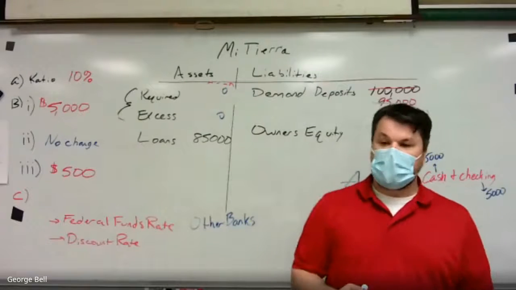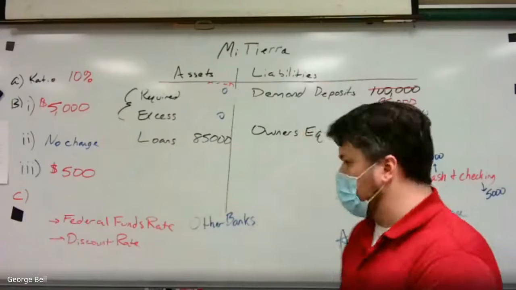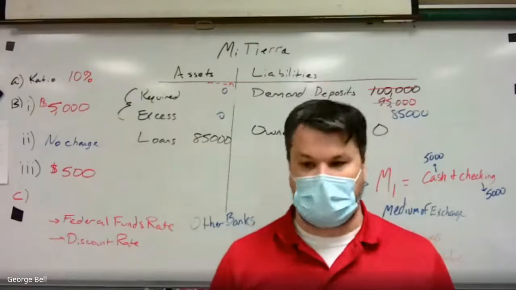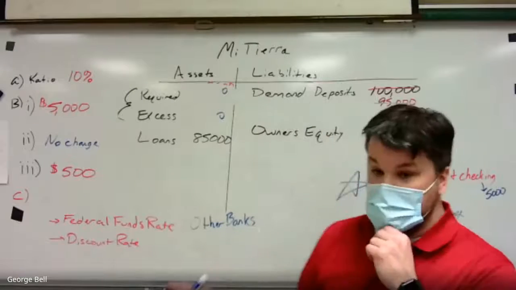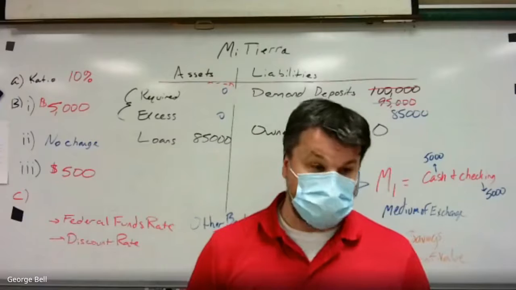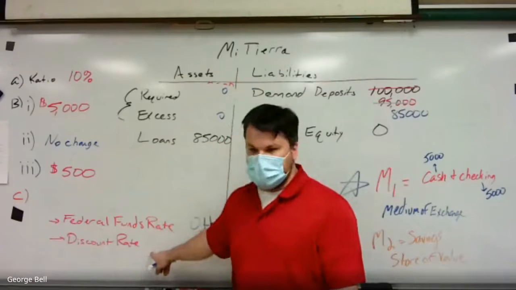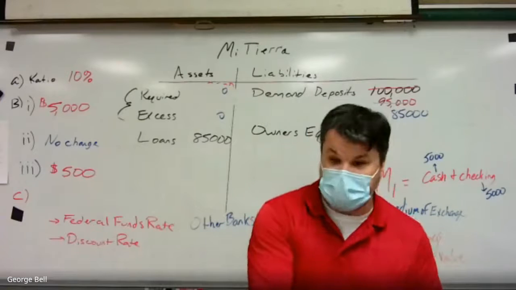That was option one. Option two is that instead of calling a local bank, they'll get on the phone and call the Fed. They'll say, hey, Federal Reserve, I need a loan to cover my required reserves of $8,500. Can I get a loan? The Fed will say, sure. And then they will have to pay the Fed the discount rate. That's what the discount rate is. It's what banks pay the Fed for a loan.